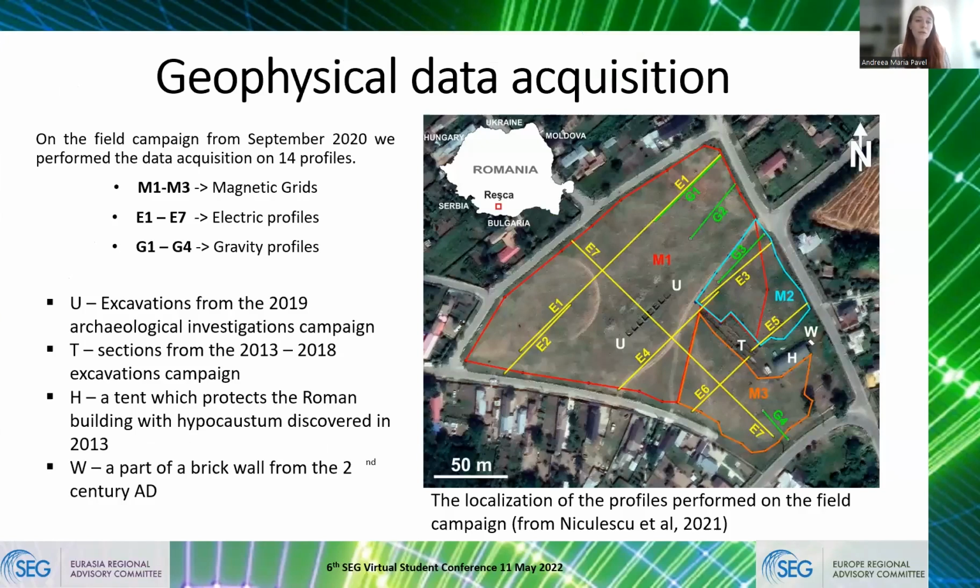Now I'm going to talk about the geophysical data acquisition from the field campaign. In September 2020, we performed the data acquisition of 14 grids, or 14 profiles. From M1 to M3 are represented the magnetic grids, from I1 to I7 the geoelectrical profiles, and from G1 to G4 the gravity profiles. In this presentation, I will talk about only the magnetic and the electrical data.